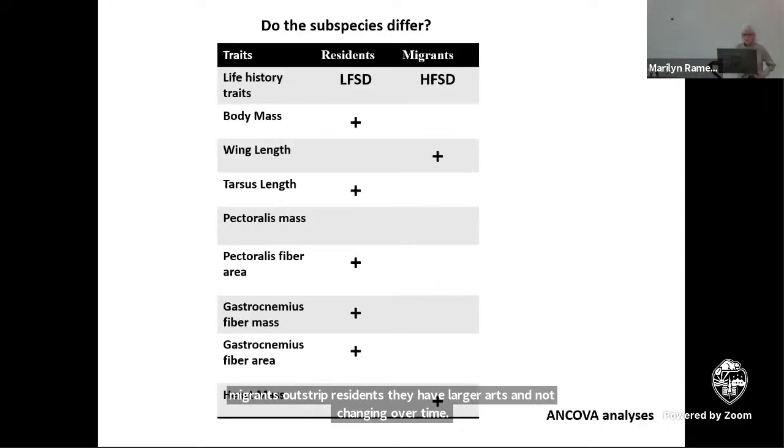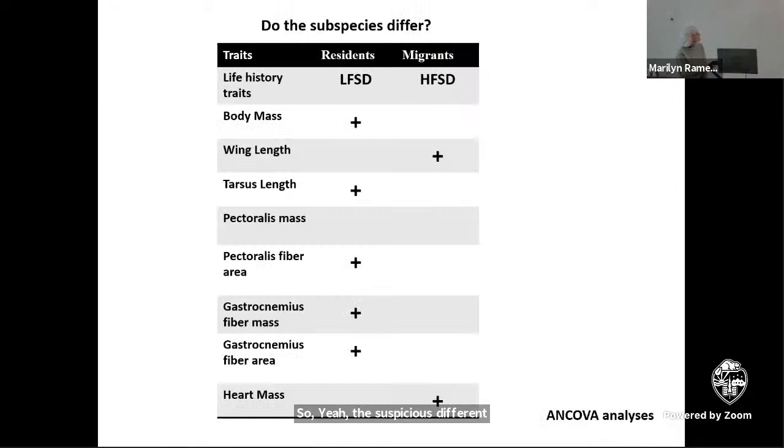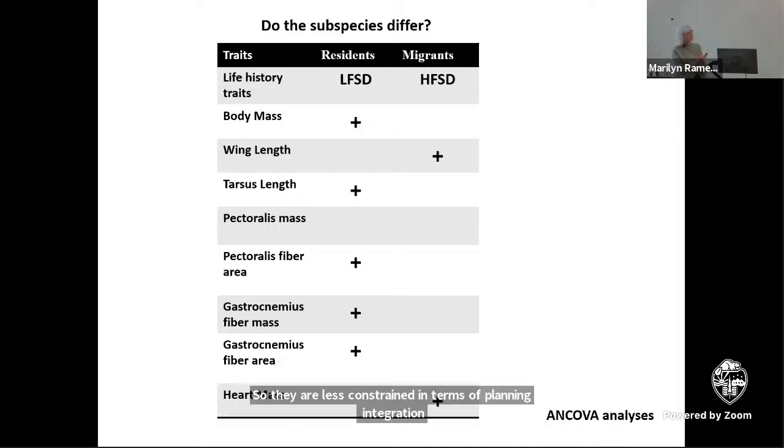Okay, so do the subspecies differ? If we look at the life history stages, residents have lower finite state. They have fewer stages per year than the migrants. So they are less constrained in terms of timing and duration of the stages across the animal cycle.